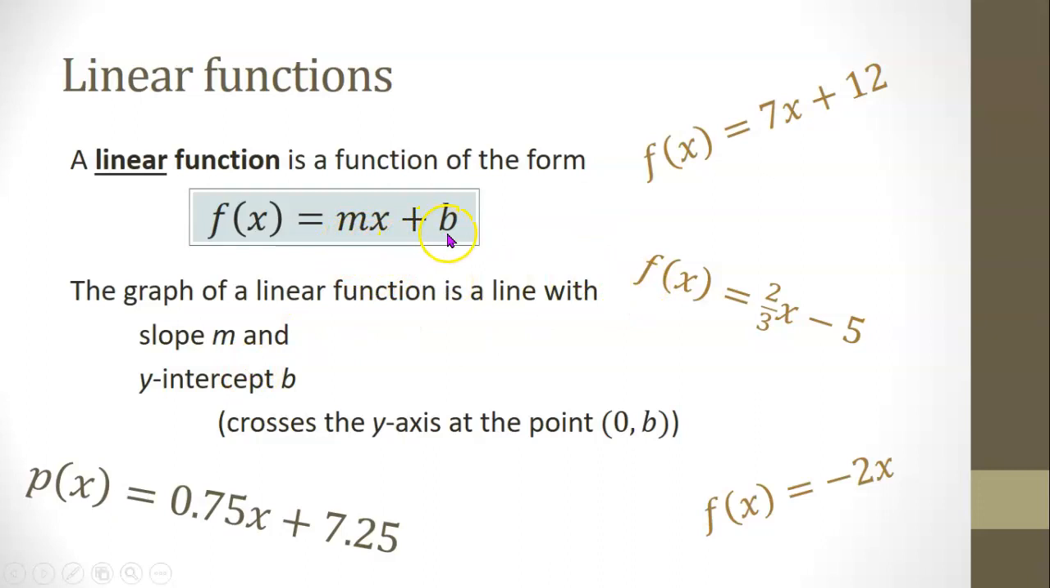So the m and the b here can stand for any particular numbers. Any number times x plus any other number, you've got yourself a linear function. And the graph of any linear function is going to be a straight line. The slope of that line is m, and the y-intercept is b. In other words, the slope of the line is the coefficient on x, and the line crosses the y-axis at the point (0, b), whatever number b is.